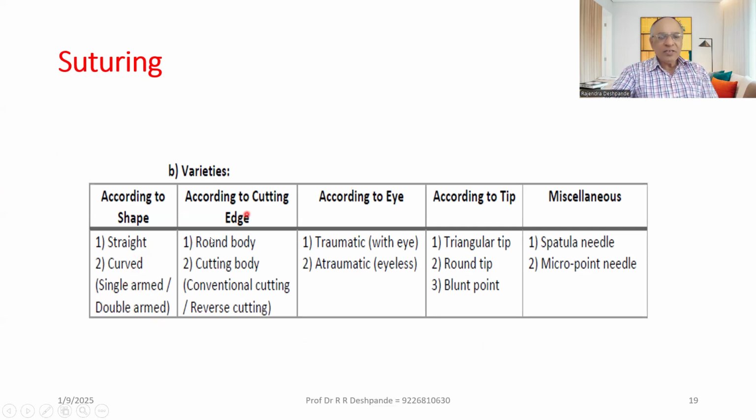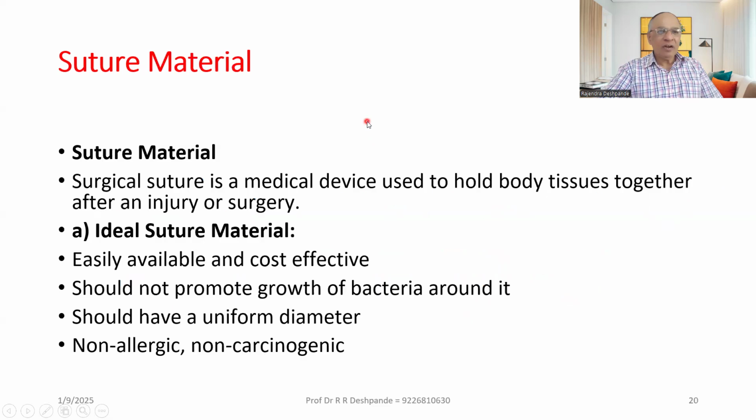According to the cutting edge: round body needle, cutting body needle, conventional cutting, or the reverse cutting. According to the eyes: traumatic, that is with eyes, and atraumatic, that is eyeless. According to the tip of the needle: triangular tip, round tip, and blunt tip. Miscellaneous: spatula needle and the micro point needle. So when we talk about the needle, it is related with the suturing in the Ashtavidha Karma.